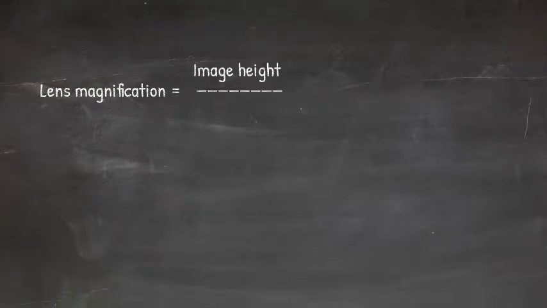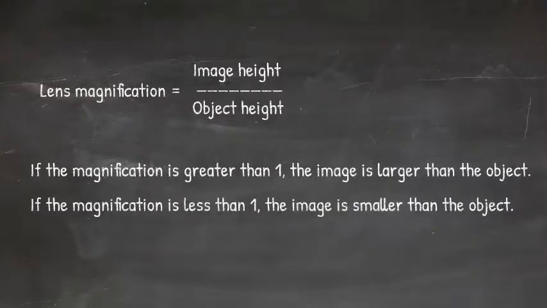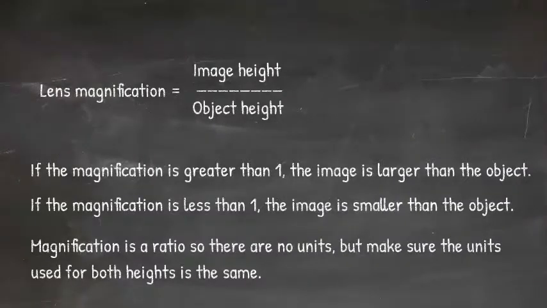You might be asked to calculate the lens magnification. This is equal to the image height divided by the object height. If the magnification is greater than 1, the image is larger than the object, whereas if the magnification is less than 1, the image is smaller than the object. Finally, magnification is a ratio, so there are no units, but make sure the units used for both heights is the same.